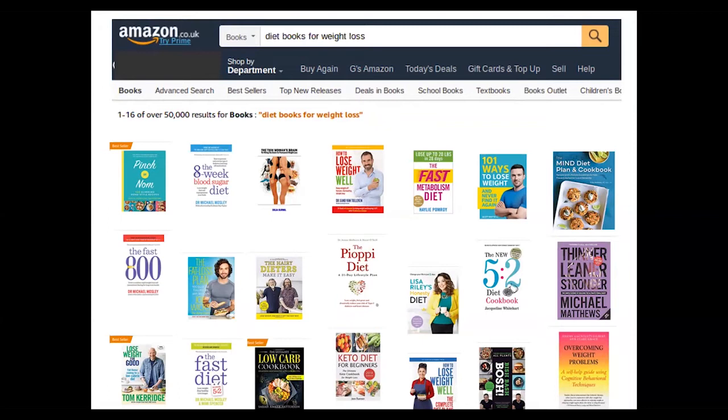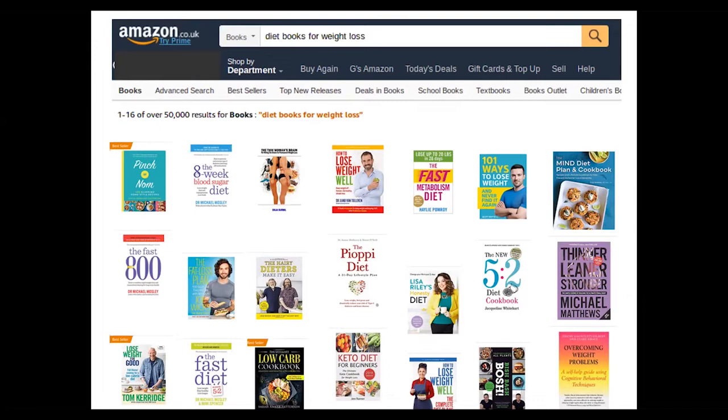There's the fast food diet, the low carb diet, the keto diet, the 5-and-2 diet, the PIOPE diet I've never heard of myself. But there you go. And again, you see the use of celebrity in this too. I understand that Joe Wicks is quite popular in some quarters, and there's Lisa Riley there. Some of the others I don't recognise myself, but I do actually even see a couple of doctors getting in on the act. There's Dr. Michael Mosley's book, The Fast 800 Diet there, and then there's one of the new generation of younger doctors has a Lose Weight Well book.